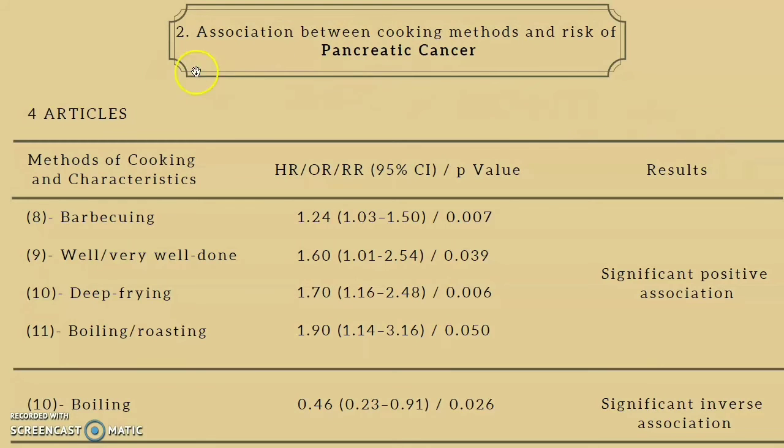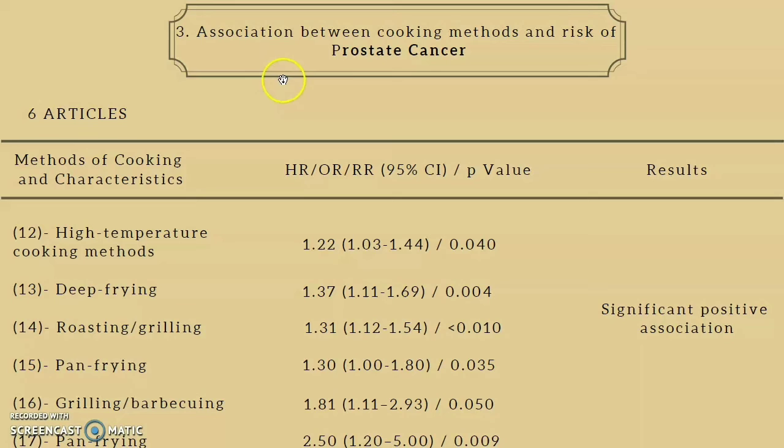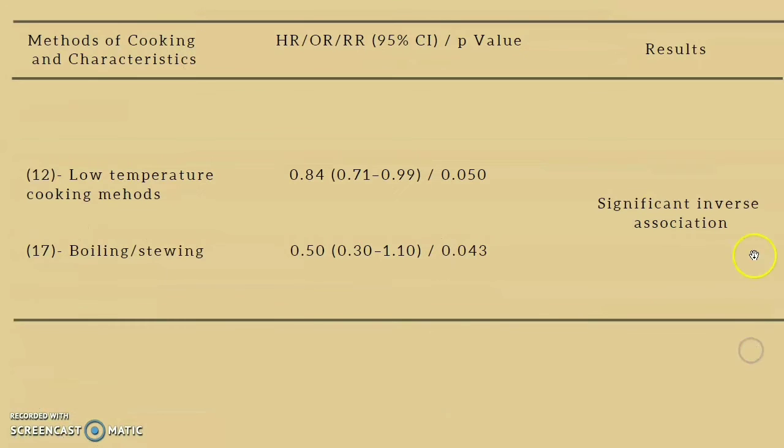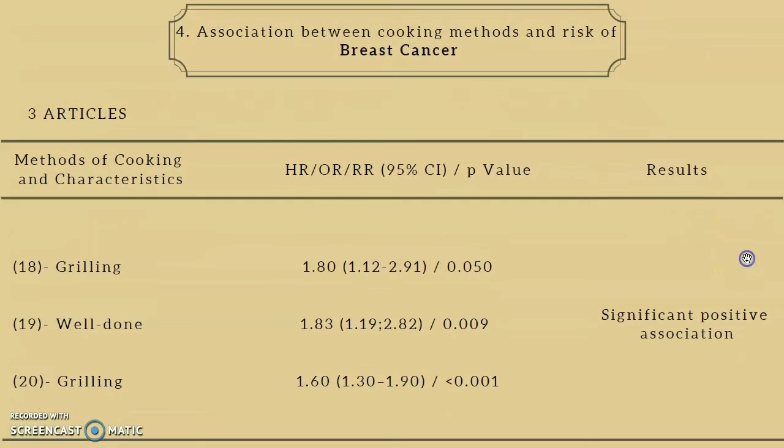So second is pancreatic cancer. There are 4 articles altogether, and all 4 of it reported a significant positive association, while 1 of it reported a significant inverse association. The third one is prostate cancer. There are 6 articles altogether, and all 6 of it reported a significant positive association, and 2 of it reported a significant inverse association.